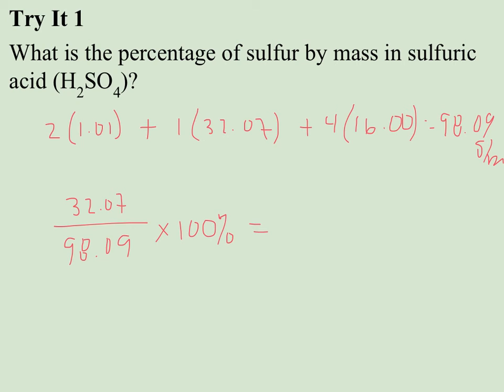So I'm going to be a little over 30% here. So 32.07 divided by 98.09 times 100. And rounding to, I can go to 4 sig figs, it would be 32.69% sulfur by mass.